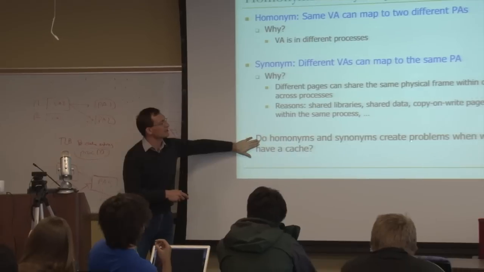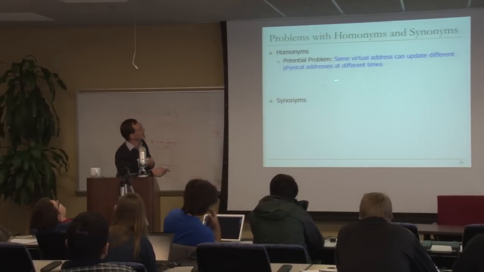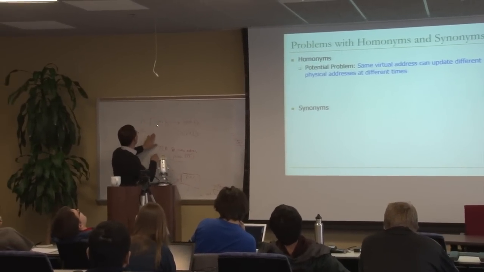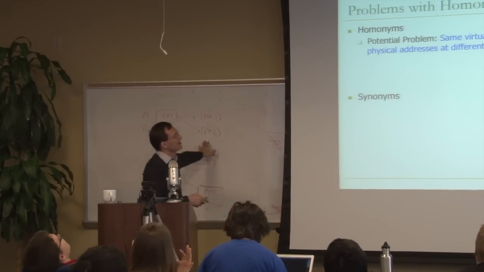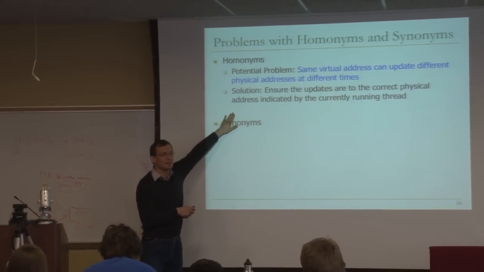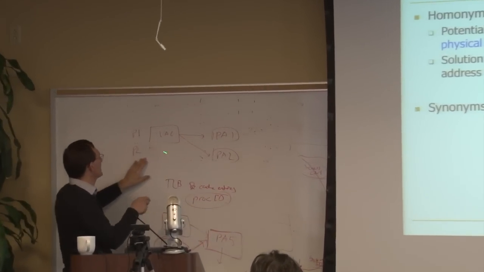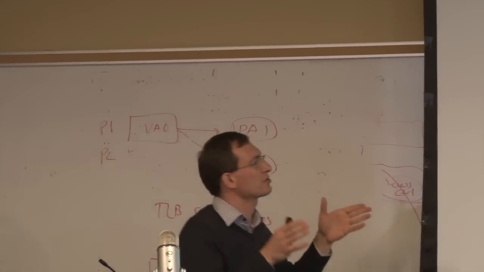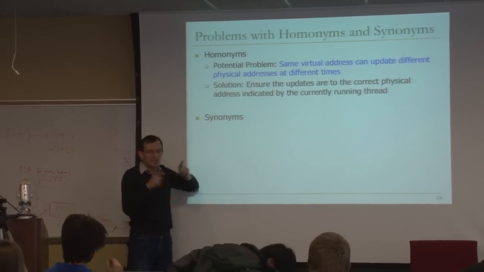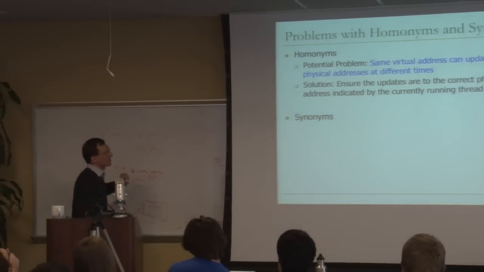The key question is, do homonyms and synonyms create problems when we have a cache? This depends on whether the cache is virtually or physically addressed. The homonym problem is that the same virtual address can update different physical addresses at different times, because the same virtual address belonging to different processes maps to different physical addresses. The solution is easy: you just need to ensure the updates go to the correct physical address. If you update with this process, you should be updating physical address 1. If you update with this process, you should be updating physical address 2. You ensure that the currently running thread updates its own physical frame, and you can do this by having thread IDs.